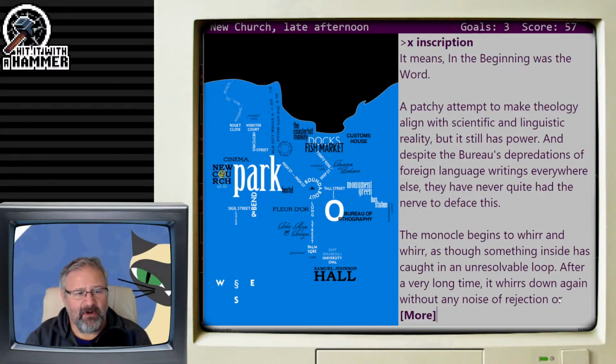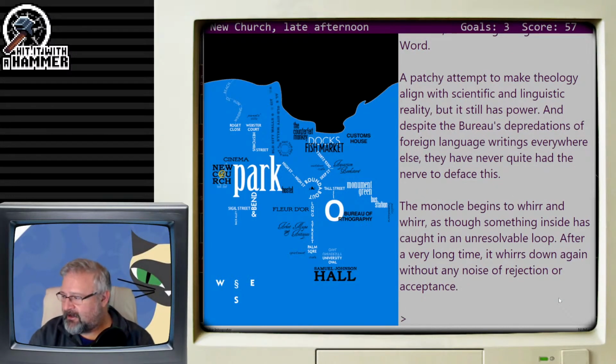The monocle begins to whir and whir as though something inside is caught in an unresolvable loop. After a very long time, it whirs down again without any noise of rejection or acceptance. So looking at that ancient inscription literally throws our monocle into an endless loop until it times out and shuts itself down.